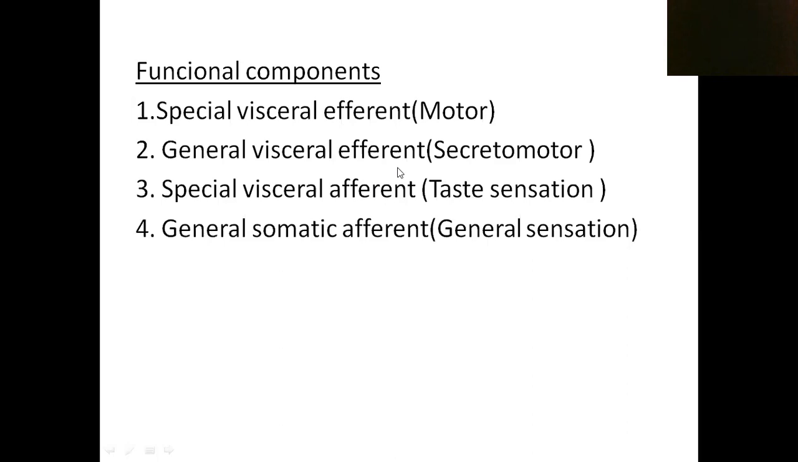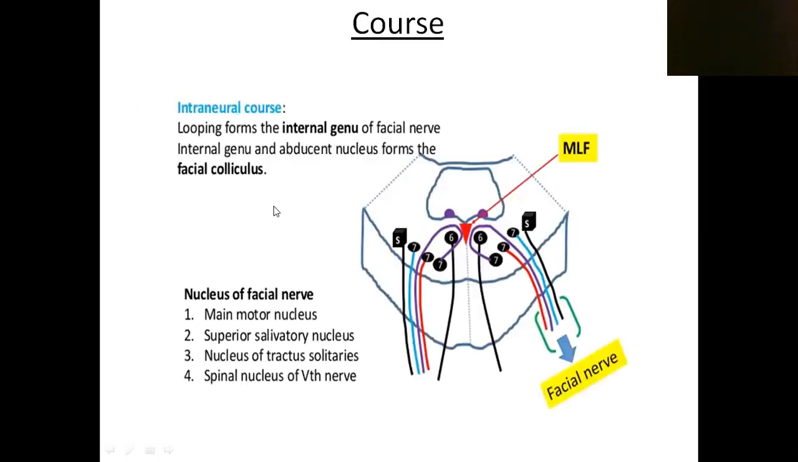General visceral efferent carries secretomotor impulses, or gives secretomotor supply to the glands. Then special visceral afferent carries taste sensation. Then general somatic afferent carries general sensation like touch, pain, and temperature. So these are the different types of fibers passing through this facial nerve. Functional component means, based on the function, these are the four different types of fibers seen inside the facial nerve.